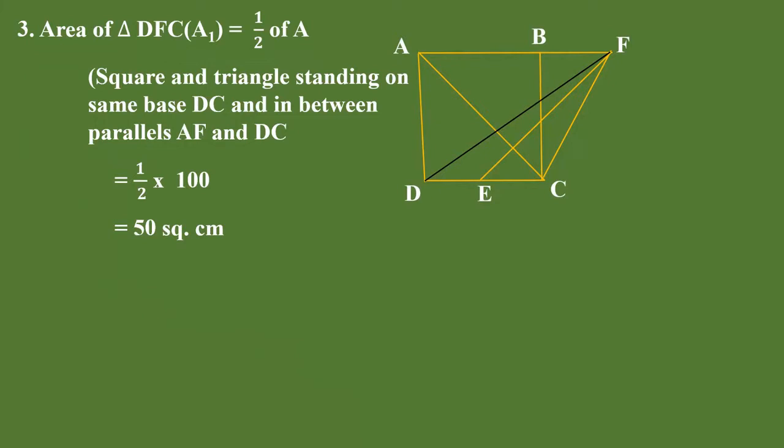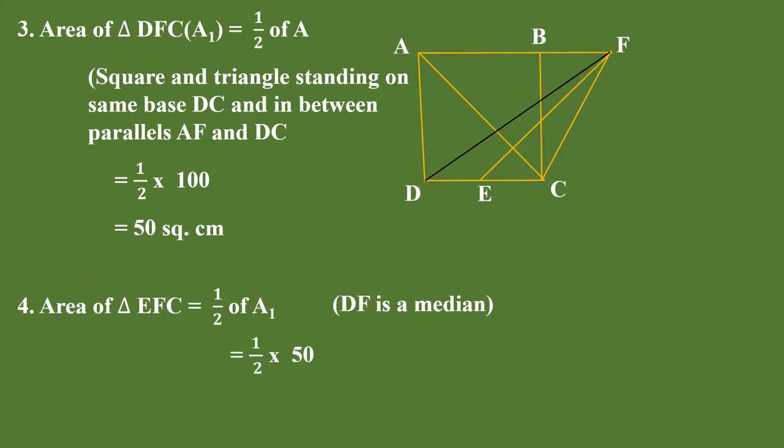Okay. Now we can use the median concept. Now we know EF, a median, bisects the whole triangle. So we can just say like this: area of triangle EFC is equal to half of A1, where A1 means triangle DFC. So what's the reason? EF is a median. Okay. Now from here, we can put in the value, 1 by 2 times 50, and that gives you 25 square centimeters, which is the area of triangle EFC. Okay, let's move to the next problem.